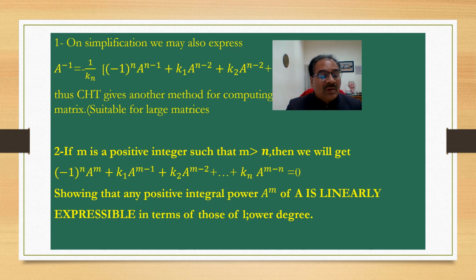Now, there are some important points about the Cayley-Hamilton theorem. If you simplify further, then you will be able to express A inverse. And what will be the formula for A inverse? The formula will be this: A inverse is minus 1 by kn times (minus 1) power n A power n minus 1 plus k1 A power n minus 2 and so on up to k n minus 1 I. This is a beautiful formula, and with the help of this formula, the Cayley-Hamilton theorem gives another method for computing the inverse of a matrix.